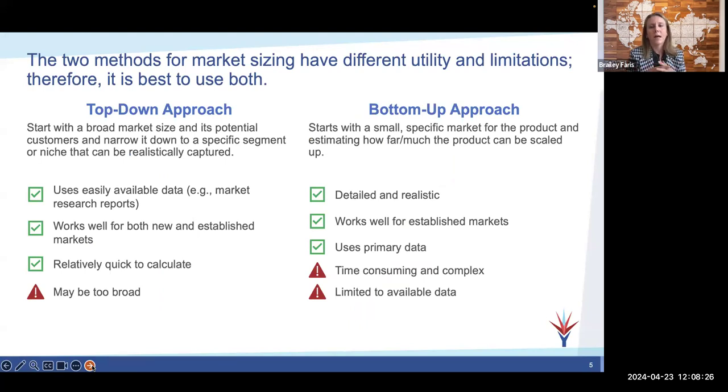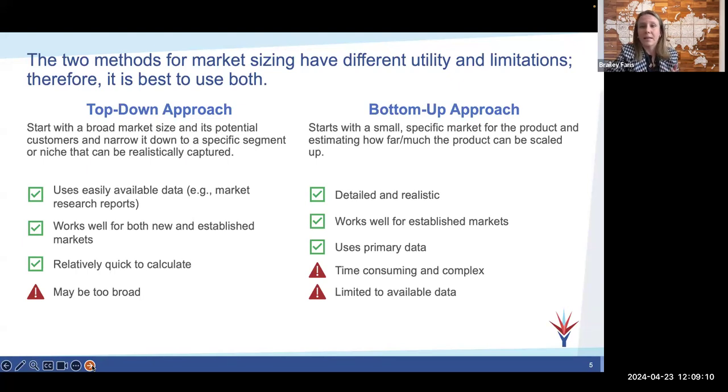So the top-down approach begins with a broad market size and considers all of the potential customers that would benefit from a technology. This approach then narrows down to a specific subsegment or niche that would benefit from your technology, and that can be realistically captured by your company. The benefit of using the top-down approach to size the market is that the data is easily available, and we'll go over some data sources that you could consider using in just a bit. The top-down approach works very well for both new and established markets, and because the data is easily available, it's relatively quick to calculate. But the top-down approach also tends to be broad and may cause an overestimation of the market opportunity.